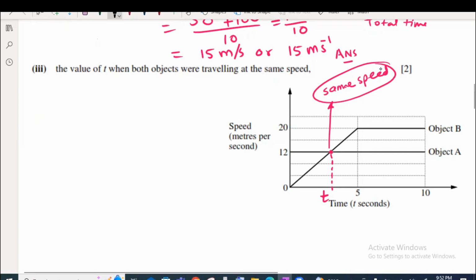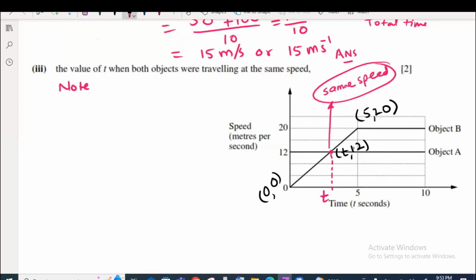This is a straight line, and the coordinates are 0, 0, then t, 12, and this point is 5, 20. These points lie on a straight line, and this line shows constant acceleration. Constant acceleration means the acceleration between any two points is the same. So the acceleration between 0, 0 and 5, 20 will be equal to that between 0, 0 and t, 12.